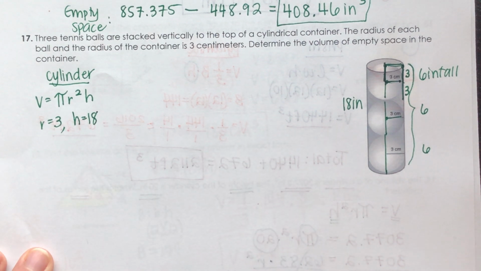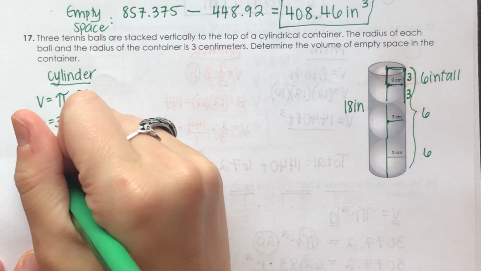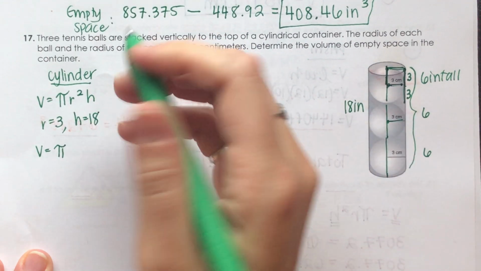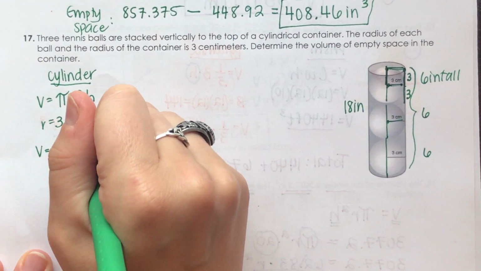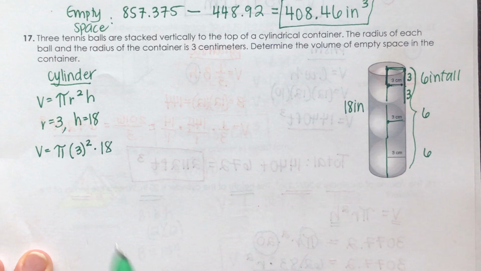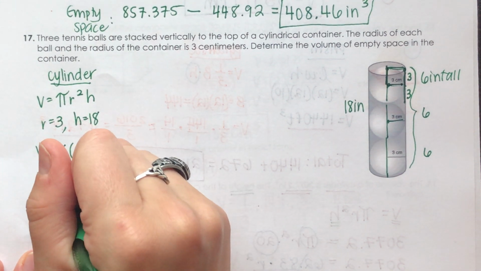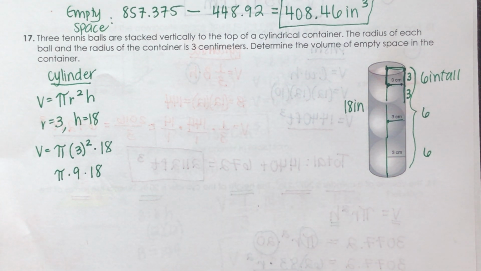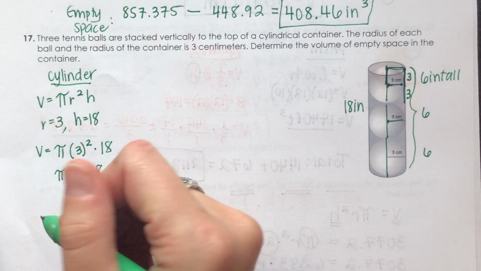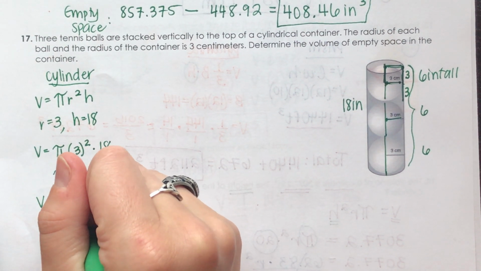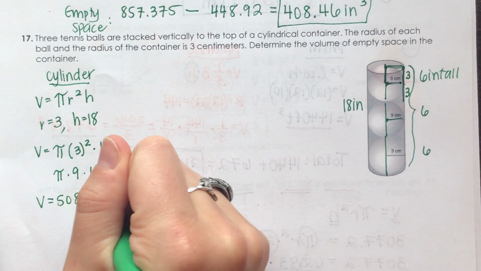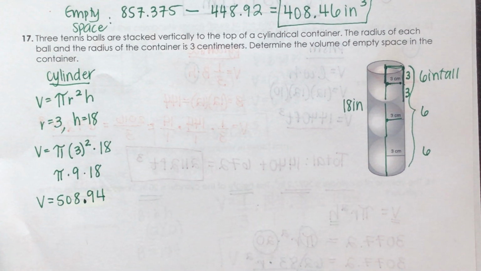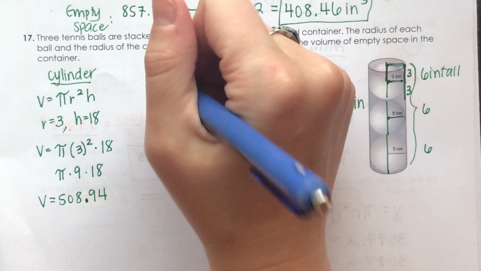Now I'm going to plug that into the cylinder equation. Pi, my radius is going to be 3 squared times h. Well, 3 squared really gives me 9. So in my calculator, I'm going to do pi times 9 times 18. I'm going to use the pi button. So I get the volume of my cylinder is 508.94. Now I just have to find the volume of my spheres, or the balls, however you want to look at it.